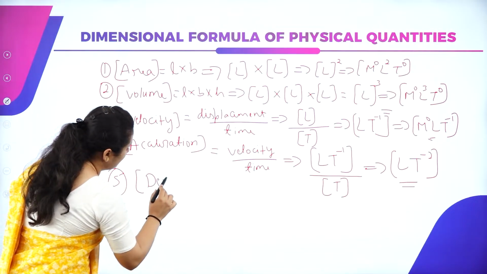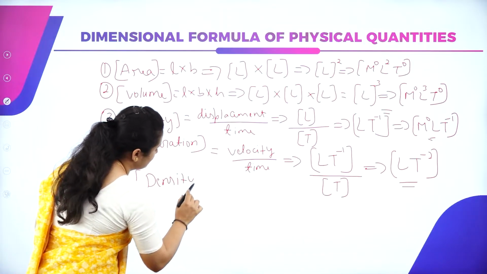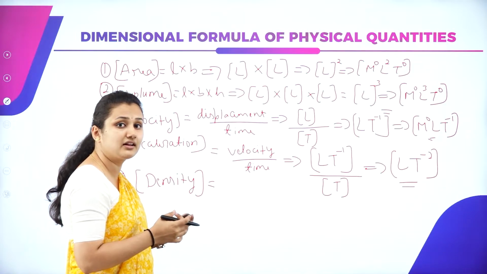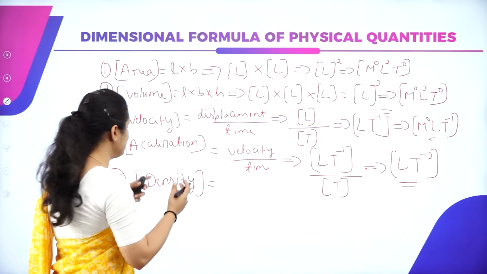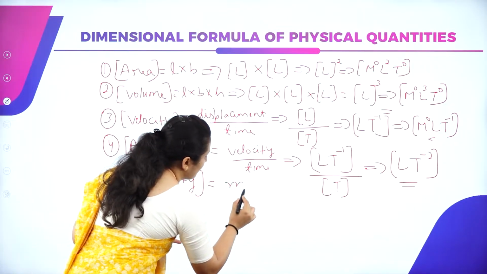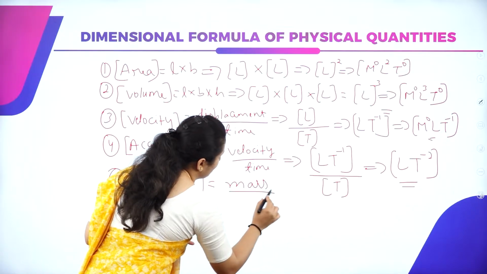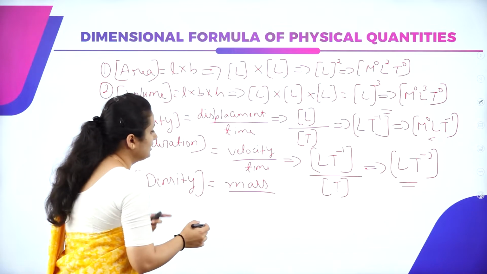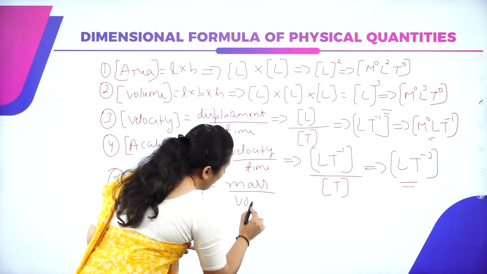Fifth one, how do you calculate density? In the previous session we solved numericals on density. You should always know the formula. Without the formula you cannot derive the dimensional formula for a physical quantity. Density is mass by volume.